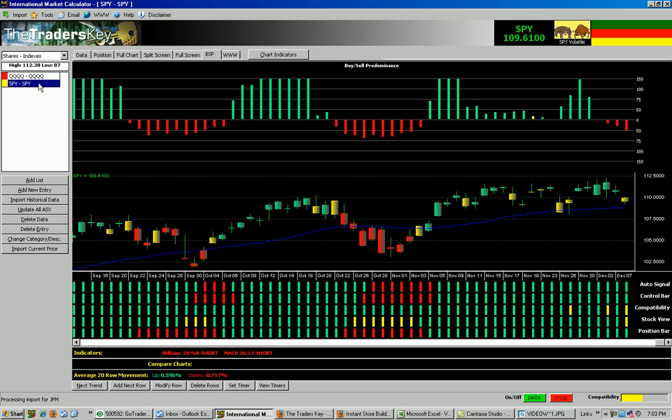And let's have a look at the SPY, which is the S&P 500. Yeah, it's still bullish to a certain extent. It's dropping off a bit, so a pretty sideways, sort of neutral market at the moment.